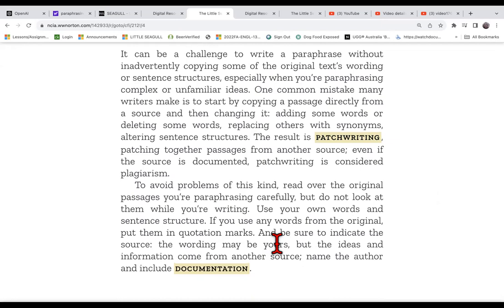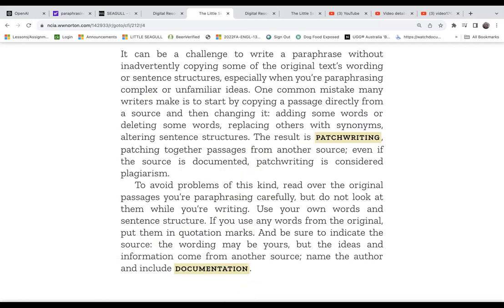To avoid problems of this kind, read over the original passages you're paraphrasing carefully, but do not look at them while you are writing. Okay, read it, then write down what you remember, and start out your paraphrase that way. Use your own words and sentence structure. If you use any words from the original, put them in quotation marks and be sure to indicate the source. The wording may be yours, but the ideas and information come from another source.